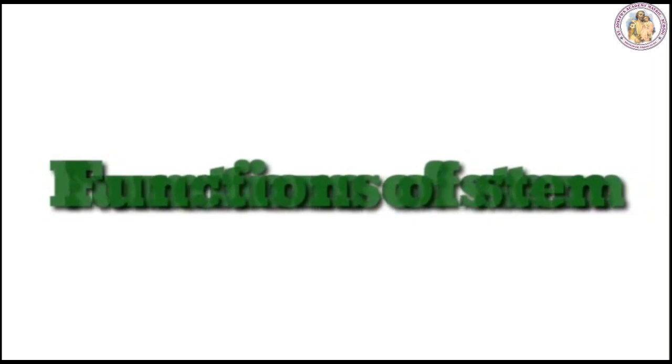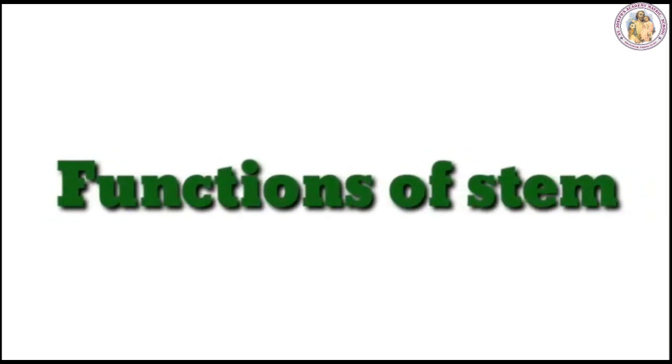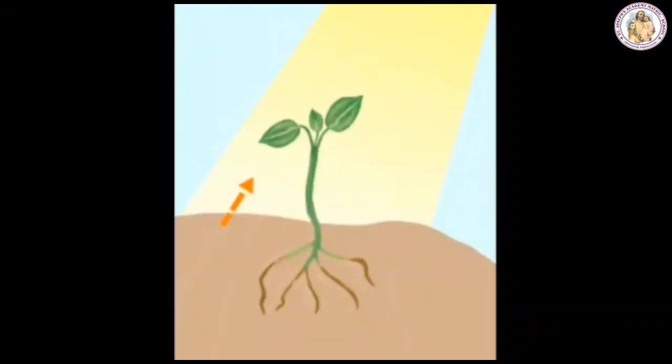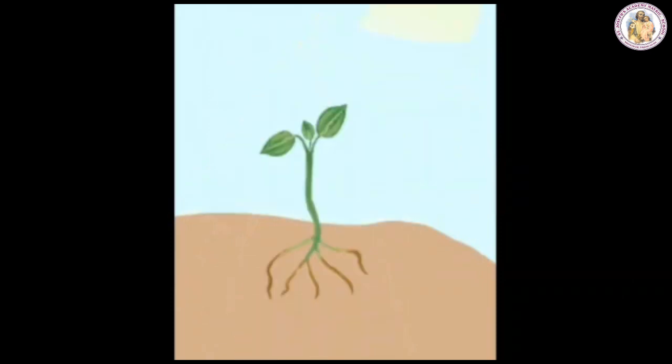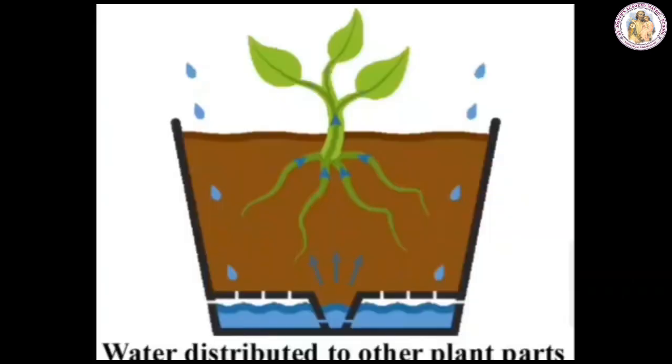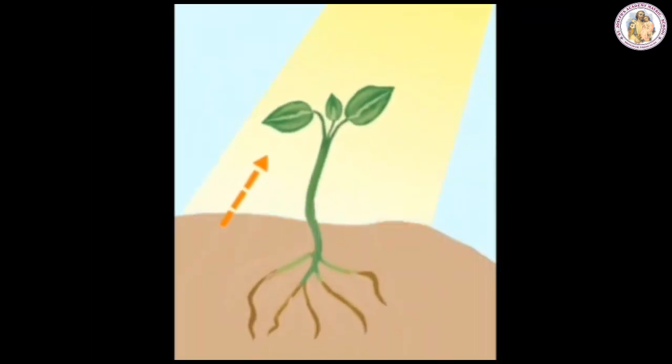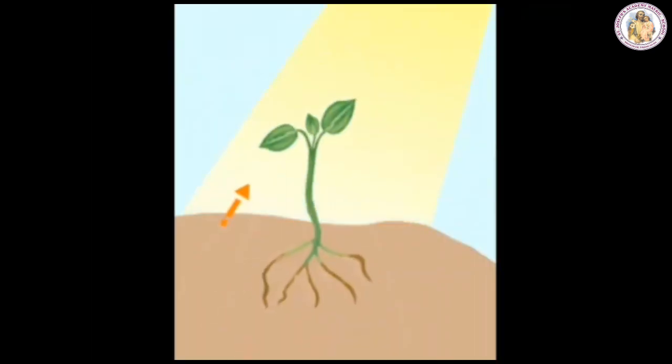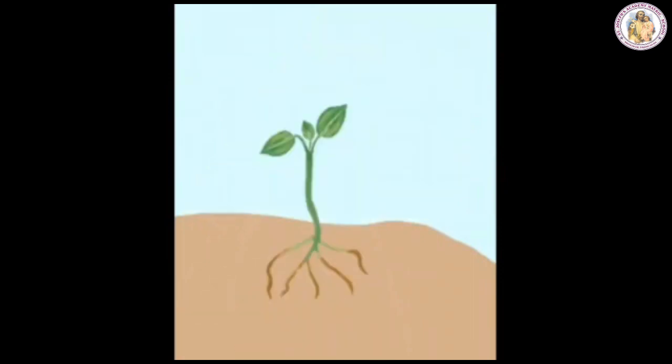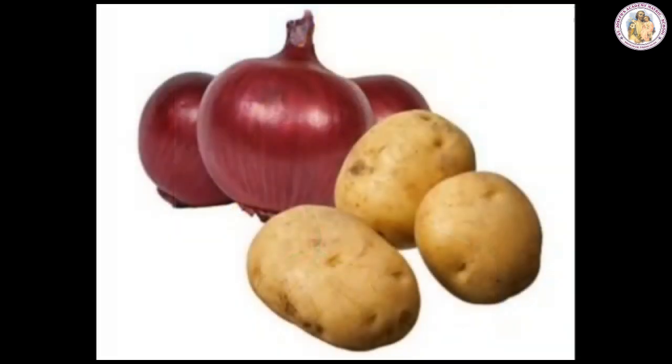Next, functions of the stem. It supports the whole plant. It transports food from leaf and water from root to various parts of the plant. Some stems store excess food in them. Example, potato, onion.